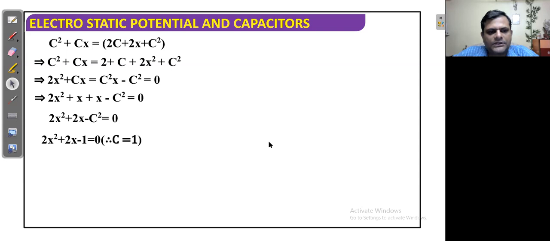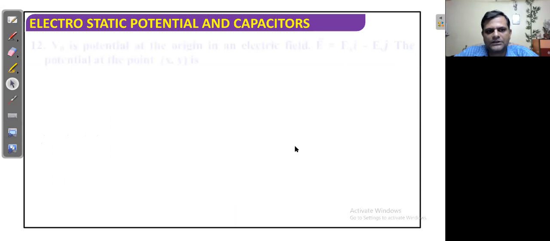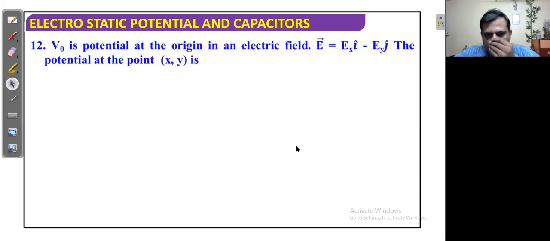Yes, 2x squared plus 2x minus 1, which gives us the two values of capacitance, that is root 2 times of 1 plus or minus root 3 upon 2. We cannot make it as root 3 plus or minus 1 upon 2, but we can only select one option, that is root 3 minus 1 upon 2. Okay, which is there in option 3. So let us take the next question.